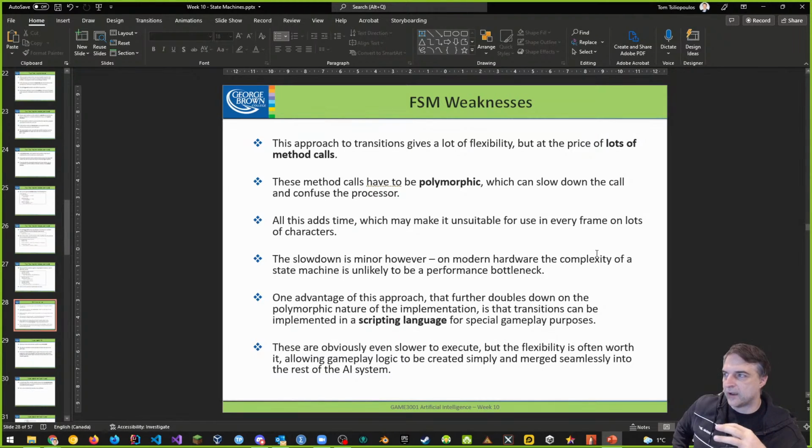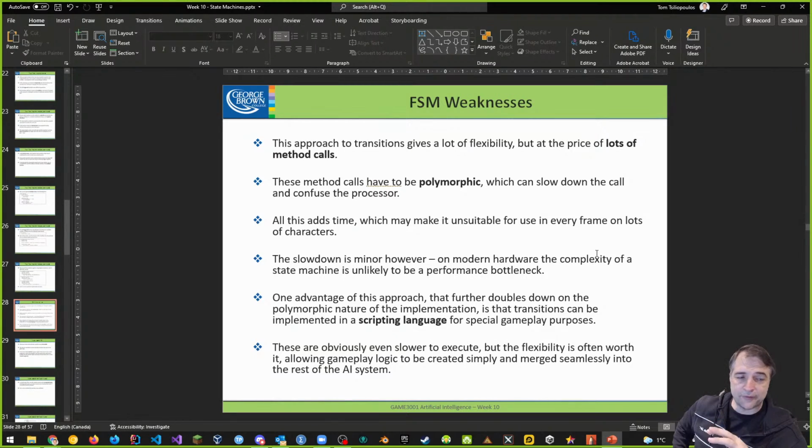Because the method calls have to be polymorphic, that means they can be modified as we go forward. It's going to slow down the call processor, and the call processor is basically the call stack. There's going to be a lot of stuff on the call stack in this case. Now again, for most modern hardware, is it slower than a decision tree? Yes, slightly, but for the most part, we're not going to see it. We're not going to feel it.